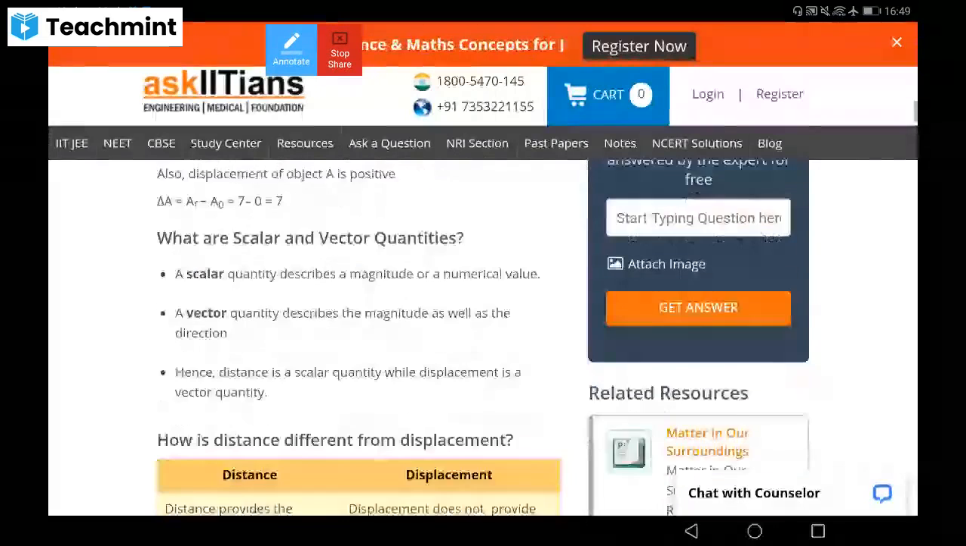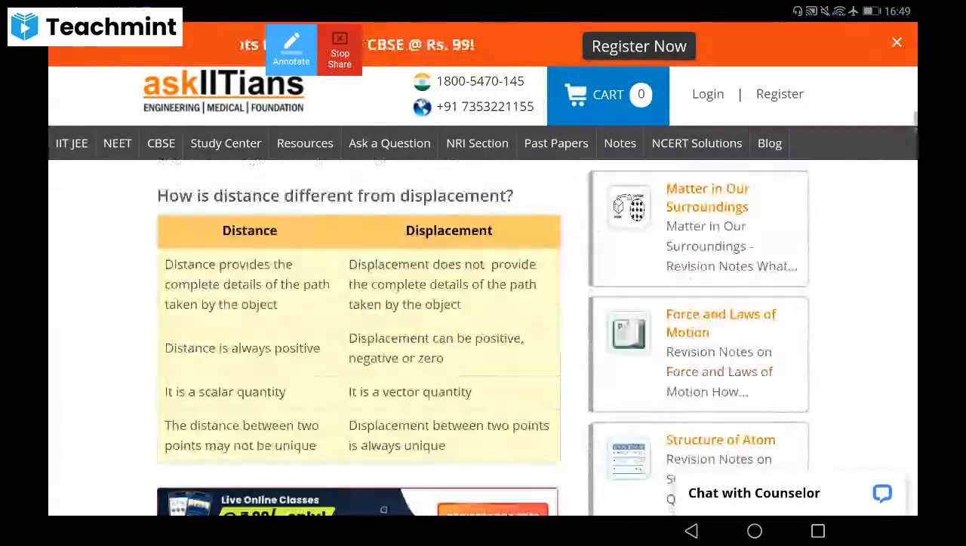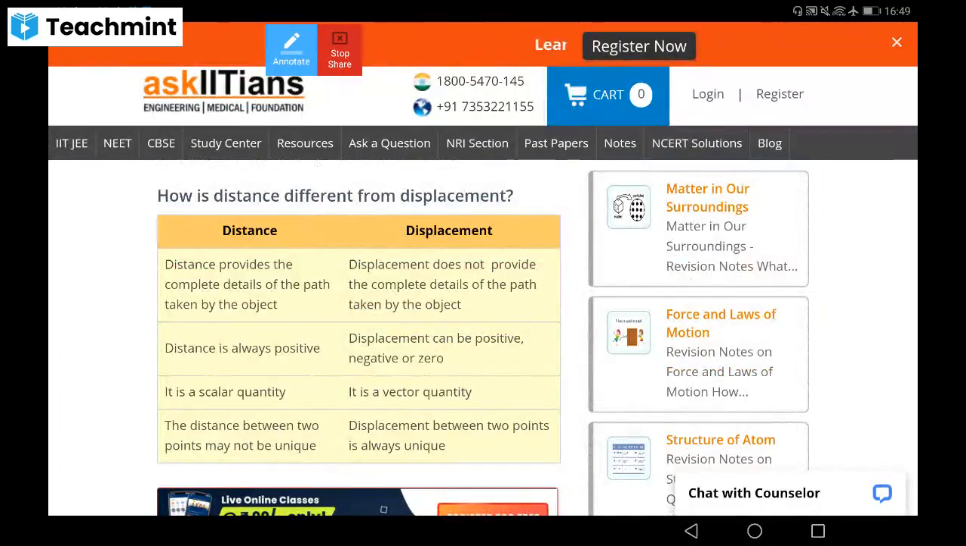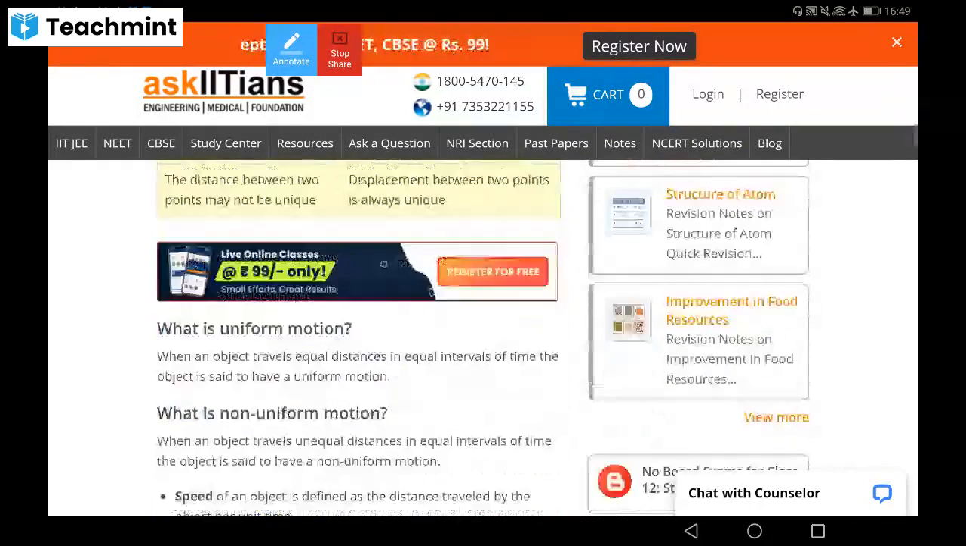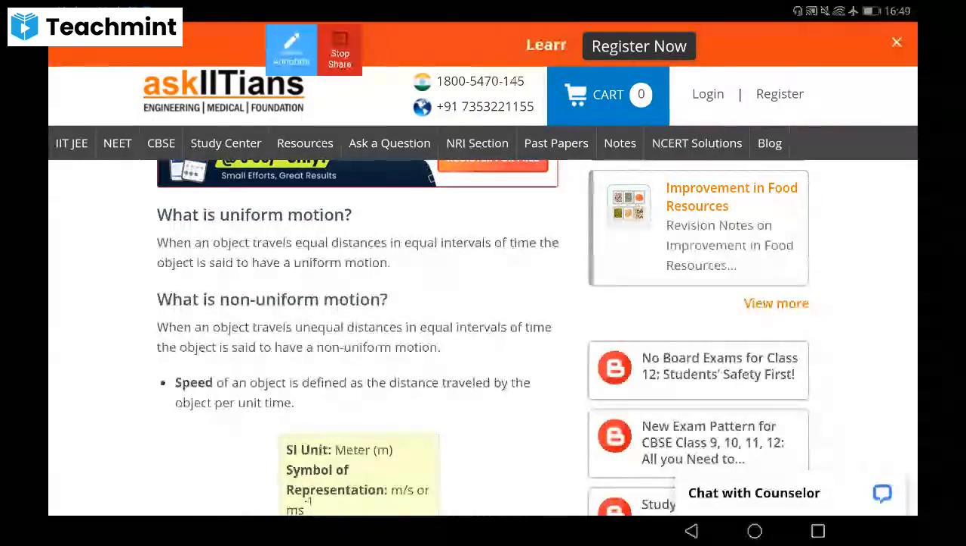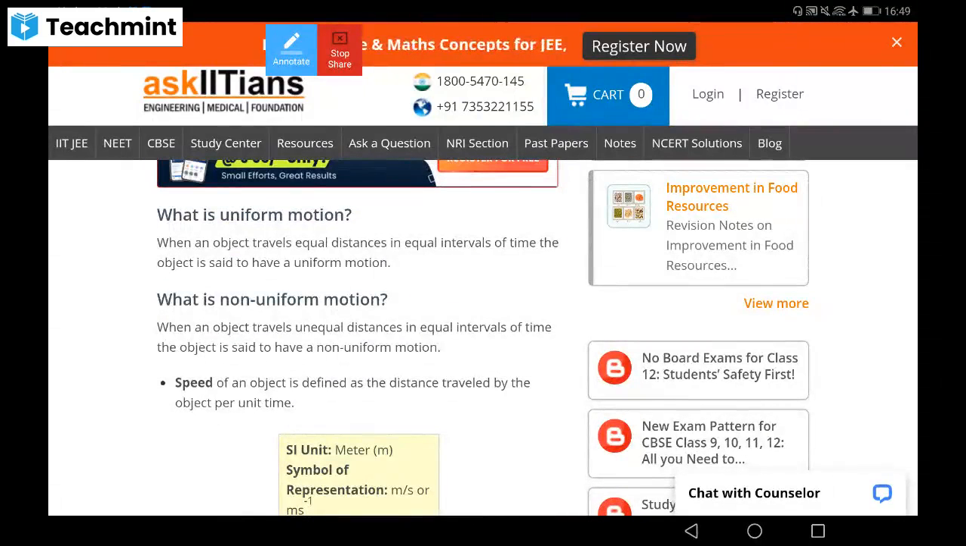Next, scalar and vector quantity. Already I've explained to you what is scalar and what is vector quantity. Also, I've explained to you what is distance and displacement. That is also explained to you. Then we have what is uniform motion and what is non-uniform motion. So when an object travels equal distance in equal intervals of time, the object is said to have a uniform motion. That is, for example, it is at this point and it's going somewhere.